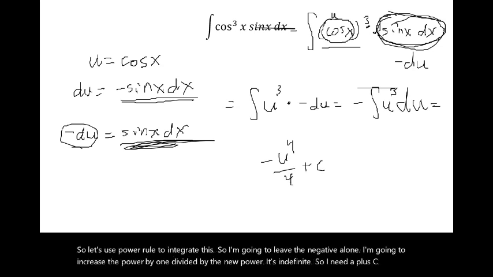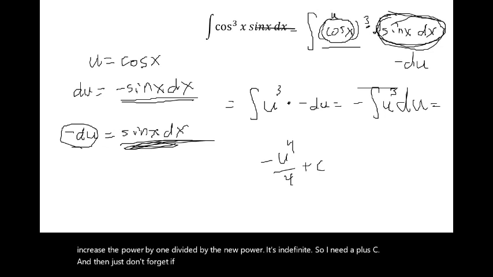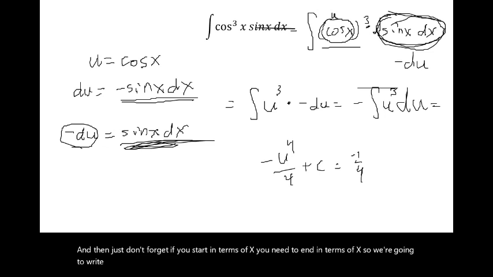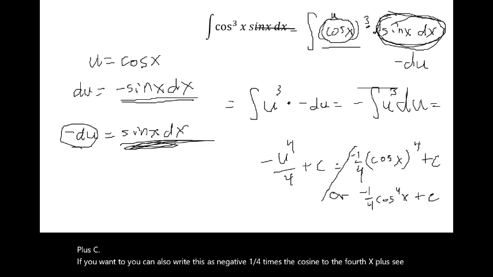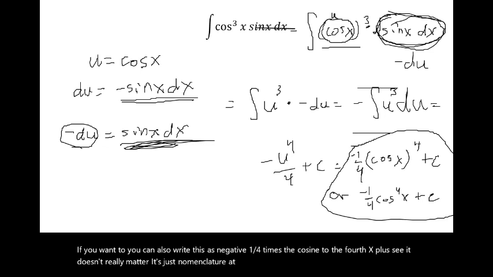And then just don't forget, if you start in terms of x, you need to end in terms of x. So we're going to write this as negative 1/4 times the cosine of x to the 4th power plus c. If you want to, you can also write this as negative 1/4 times the cosine to the 4th x plus c. It doesn't really matter. It's just nomenclature at this point, so whichever method you prefer to write this in.